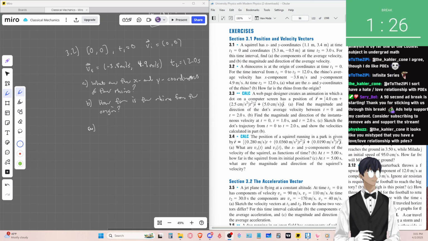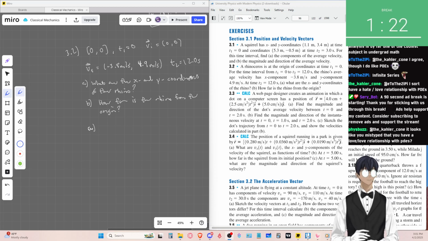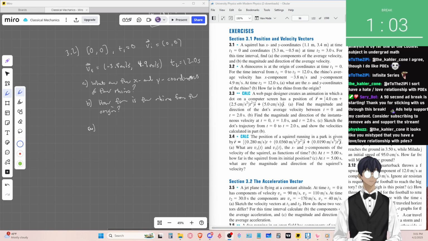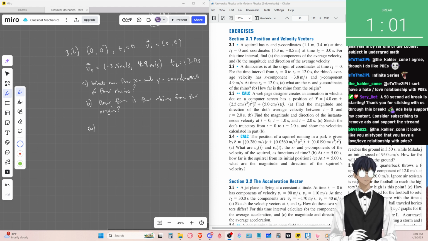Looks like you mistyped it. Love relationship with PDEs. I mean, Fizzbuzz, do you love PDEs? It sounds like you really like PDEs, if you're correcting Sasha about that.